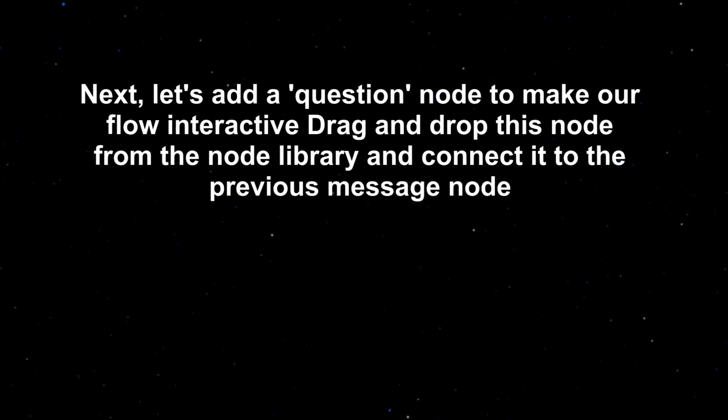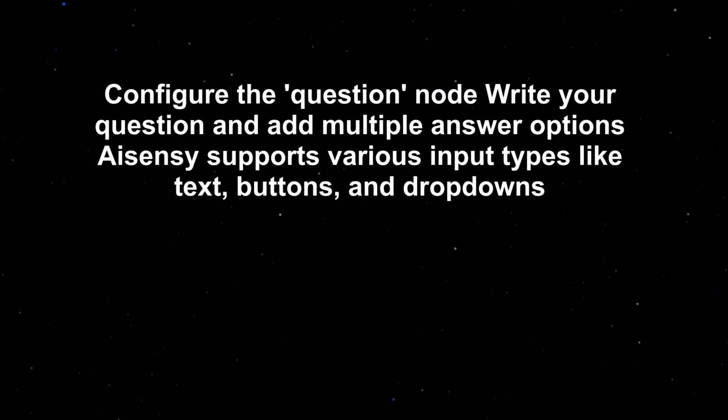Next, let's add a question node to make our flow interactive. Drag and drop this node from the node library and connect it to the previous message node. Configure the question node. Write your question and add multiple answer options. Aisensy supports various input types like text, buttons, and drop-downs.